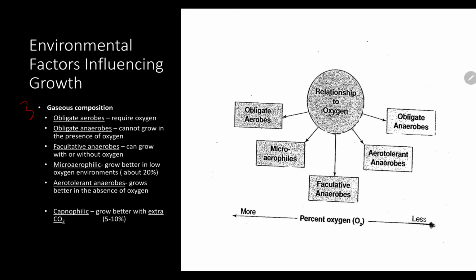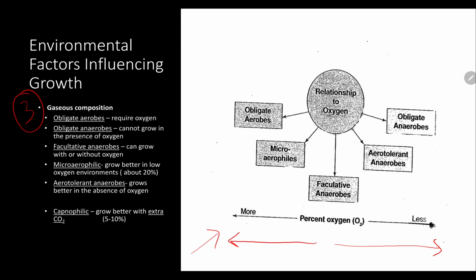And the third one is the oxygen requirement. There are 5 different categories of bacteria when we want to categorize them in terms of the oxygen requirement. So let's have a look at this diagram. The arrow at the bottom of the diagram shows the percentage of oxygen. To the right is towards less oxygen, and to the left it is towards more oxygen.